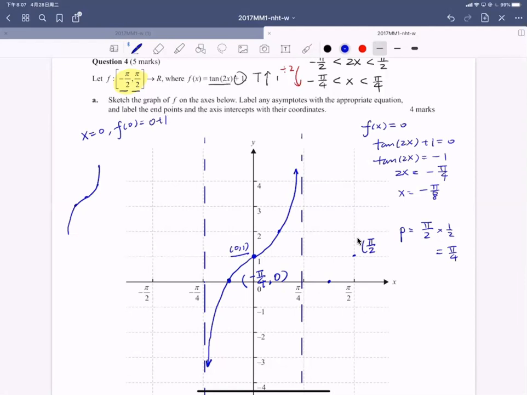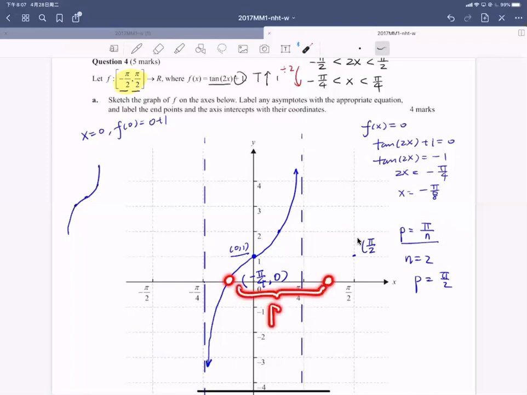No, not half pi, sorry. Let me explain that again. So it's pi on n for the tangent function, n equals 2, so period equals half pi. I am moving that point from here to here by half pi. That's one period, okay? Similarly, this distance will also be its period. Half pi, 1. And I need to join these 2 points up.